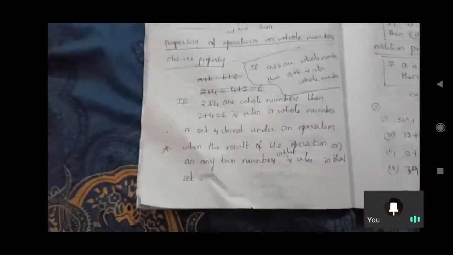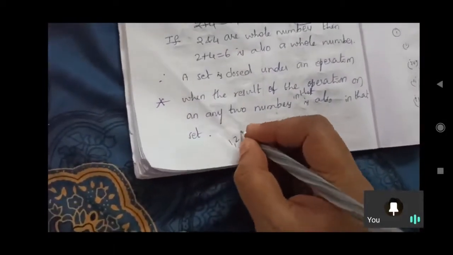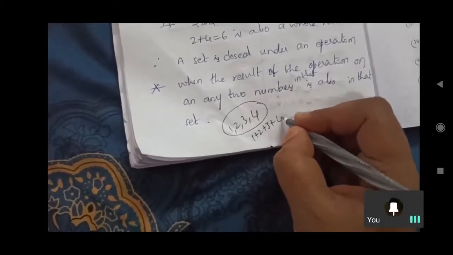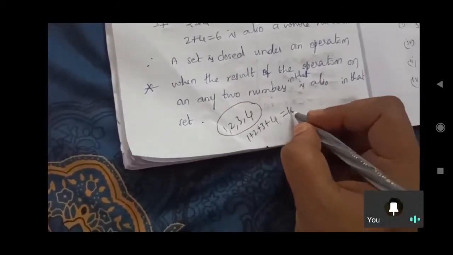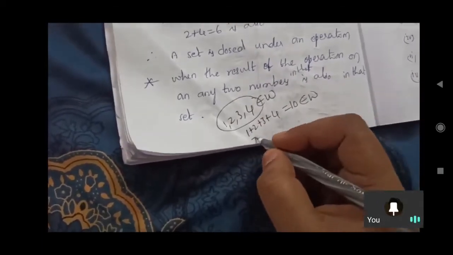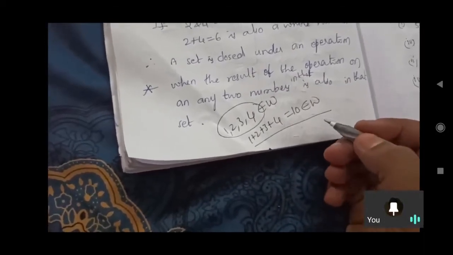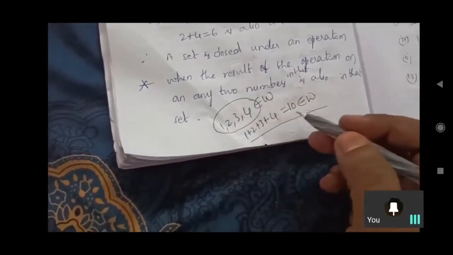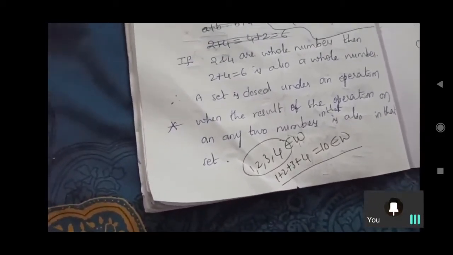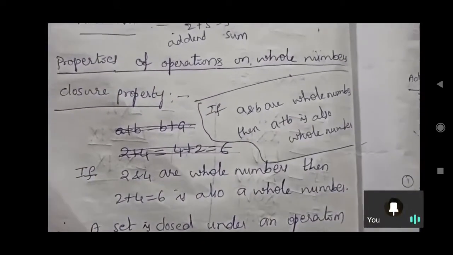For example, if we consider numbers 1, 2, 3, 4, if we add all of these, 1 plus 2 plus 3 plus 4, this also belongs to whole numbers. These all belong to whole numbers. By adding those, the result also belongs to whole numbers. Then we can say this set is closed under the operation of addition on whole numbers. If A and B are whole numbers, then A plus B is also a whole number.